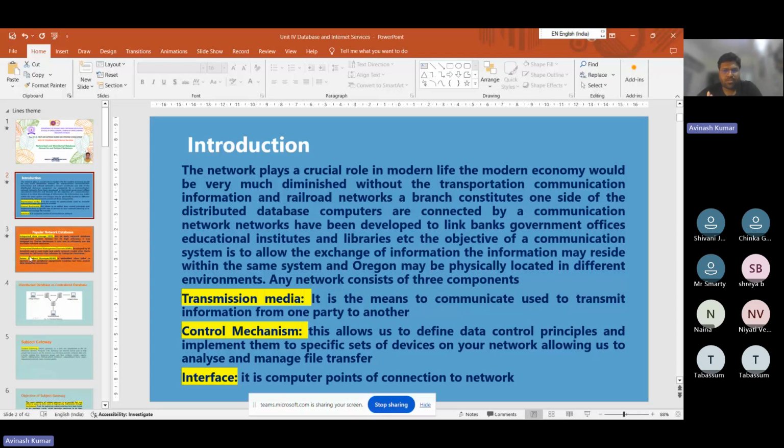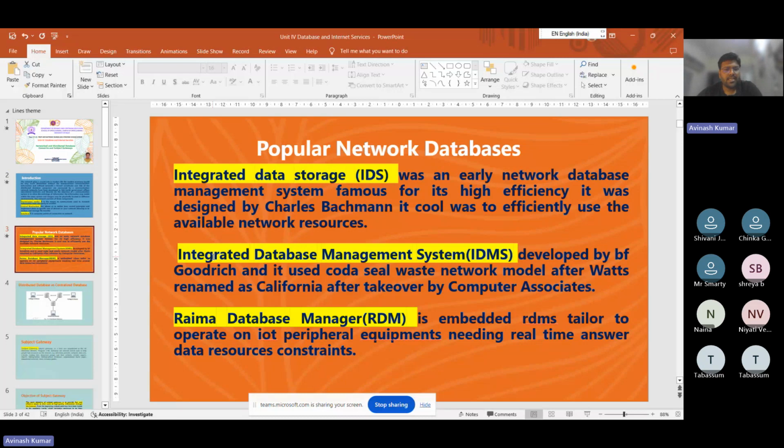And what are the popular network databases? Integrated data storage, integrated database management system, and RIMA database manager system. These are the popular network databases. Integrated data storage was an early network database management system famous for its high efficiency. It was designed by Charles Bachman. Its goal was to efficiently use the available network resources. Okay, this is the popular network.